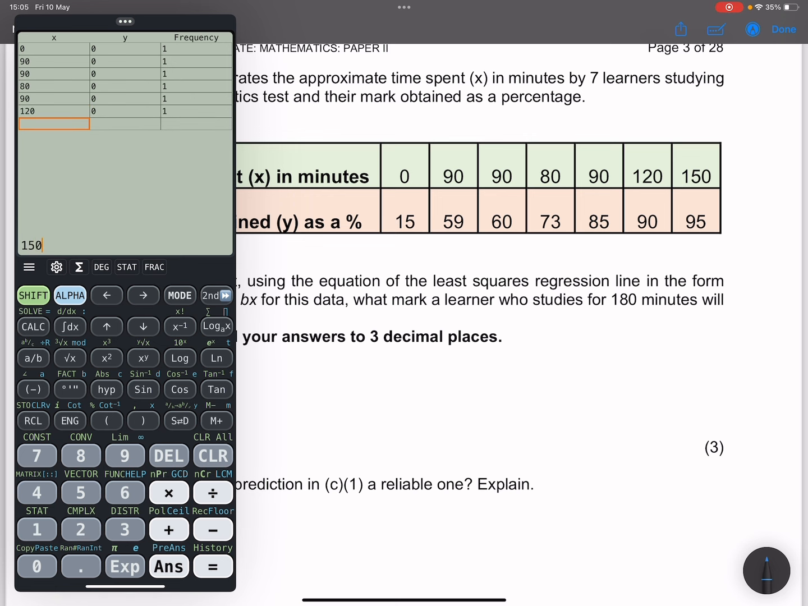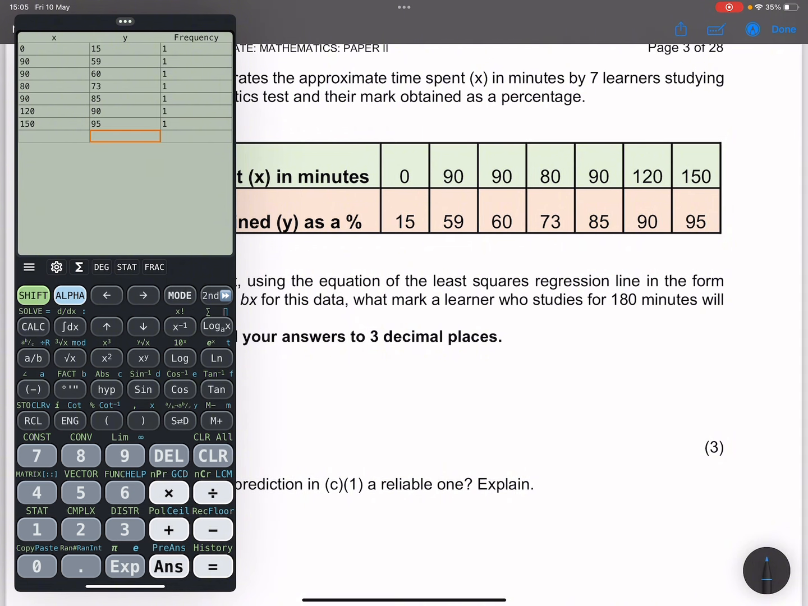All right, now let's put in our y data. That's going to be 15. That's 59, that's their max. That's 60. That's 73. We've got 85. We've got 90 as well as 95. So this is all our data.